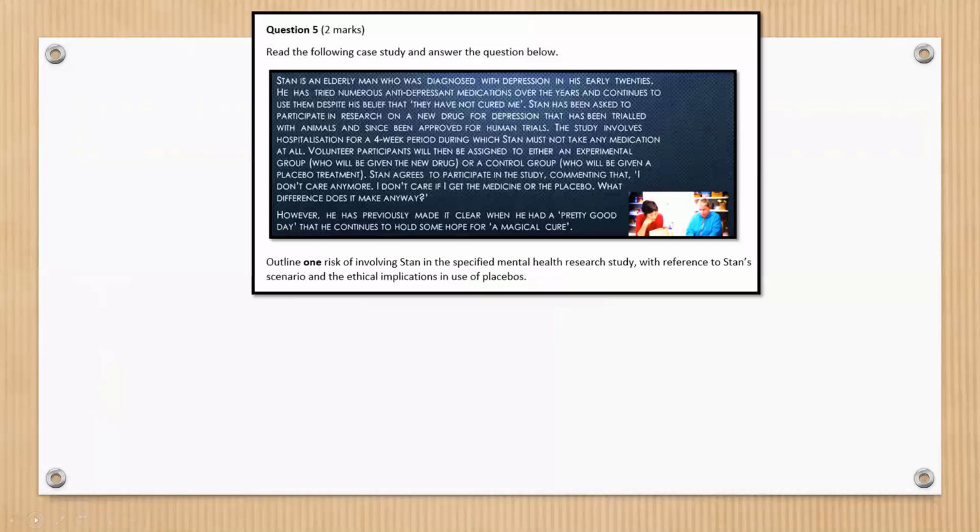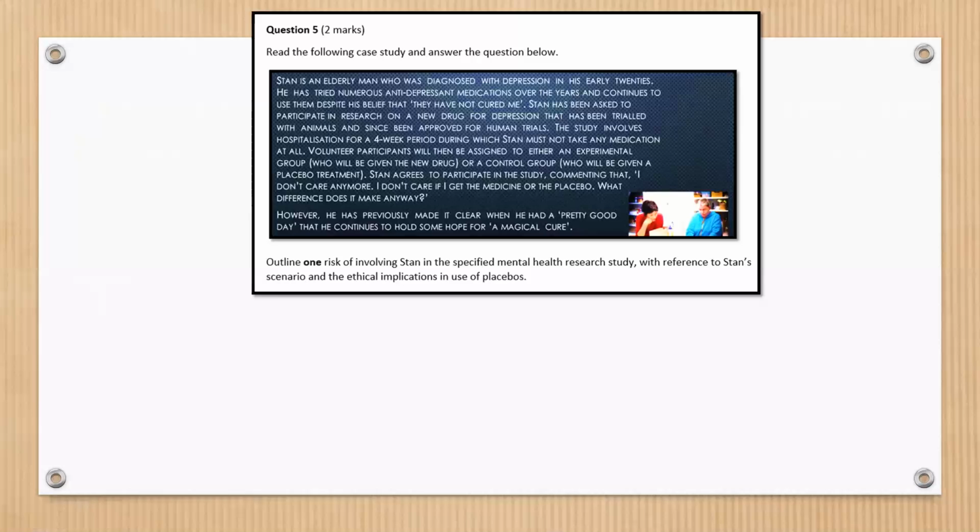Okay, and then the next question is a little bit more extensive. It's looking at a case study. So it says, Stan is an elderly man who was diagnosed with depression in his early 20s. He has tried numerous antidepressant medications over the years and continues to use them despite his belief that they have not cured me. Stan has been asked to participate in research on a new drug for depression that has been trialed with animals and has since been approved for human trials. The study involves hospitalization for a 4-week period during which Stan must not take any medication at all.